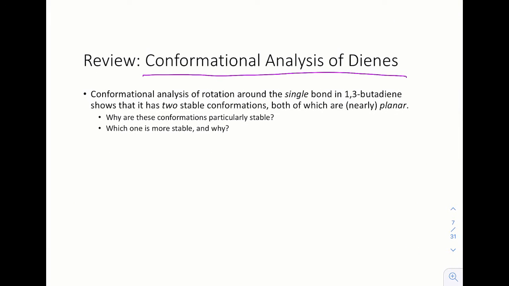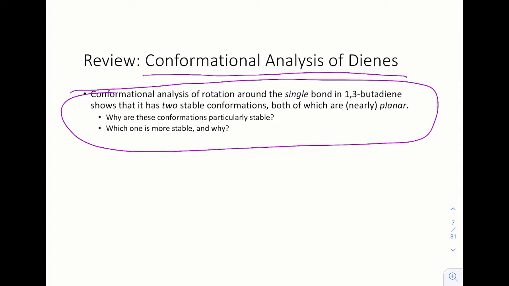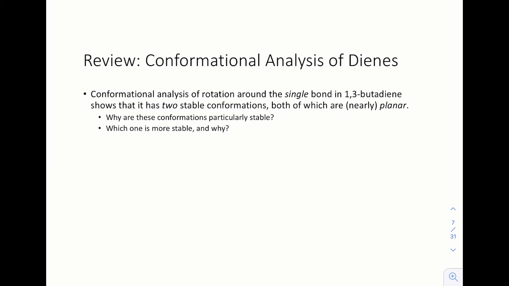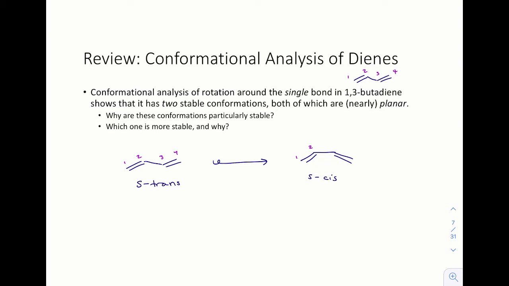I have alluded to conformational analysis of dienes a few times today, but now I'd like to review this question from many, many lessons ago. Conformational analysis of the rotation around the single bond in 1,3-butadiene shows that it has two stable conformations, both of which are planar or nearly planar. I want to think about why these conformations are particularly stable, and which one is more stable and why. Please write down your answer to this question and then we will compare and think about how it applies to the Diels-Alder reaction.